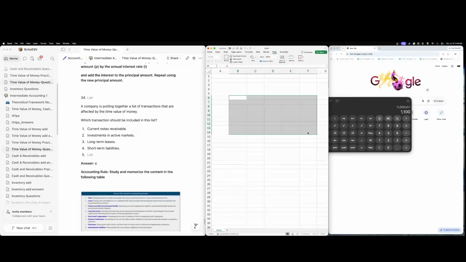Investments in active markets, that's not really as sure, because it's not going to give you a return, a percentage, because it's not definite. It's not like a note or any type of thing that you borrow, which will give you a fixed return that's almost guaranteed year after year. So for investments, you can't calculate the future value as clearly versus a long-term lease.